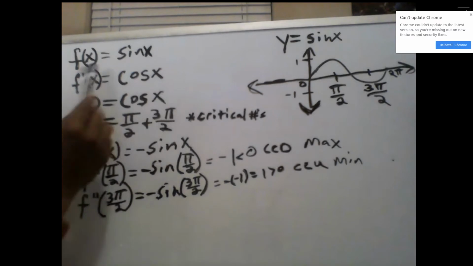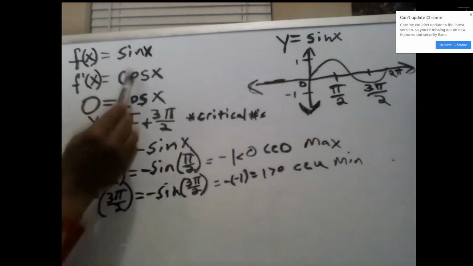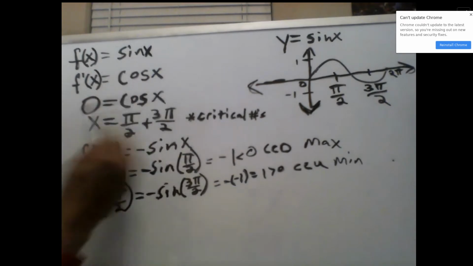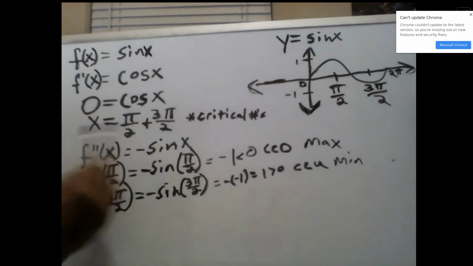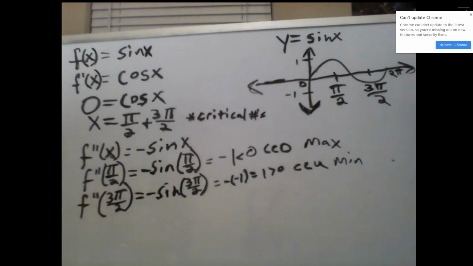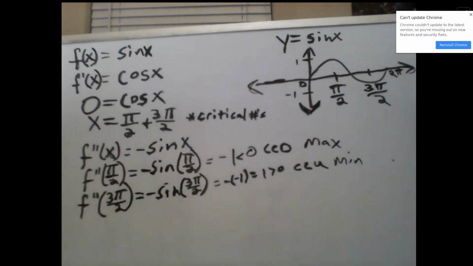And here that is. F of x equals sine x, same thing as y equals sine x. F prime x, first derivative of sine is cosine. To find the critical numbers, set the cosine x equal to 0. And cosine is 0 at pi over 2 and 3 pi over 2. So therefore, pi over 2 and 3 pi over 2 are your critical numbers.